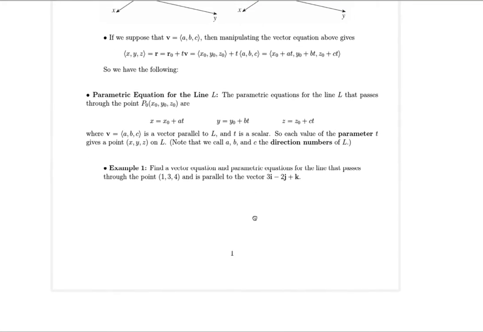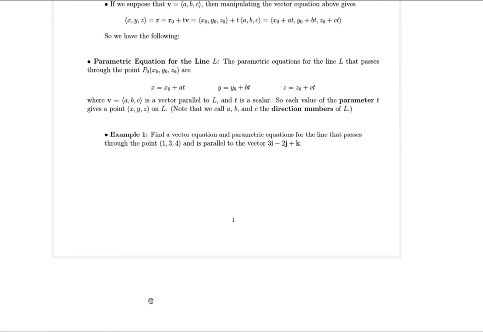All right, so let's do one example here. It says find a vector equation and parametric equations for the line that passes through the point 1, 3, 4 and is parallel to the vector 3i, negative 2j plus k. So if it passes through this point, we can take this point and say r0 is equal to 1, 3, 4.